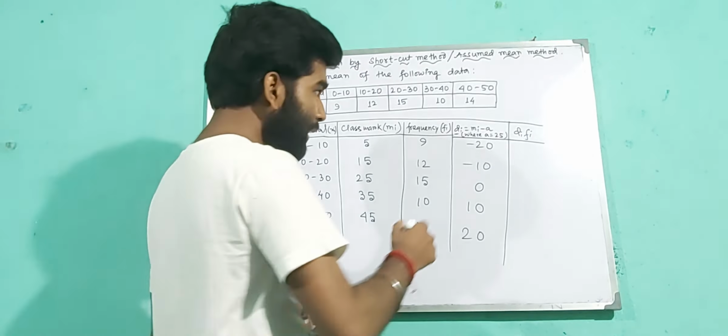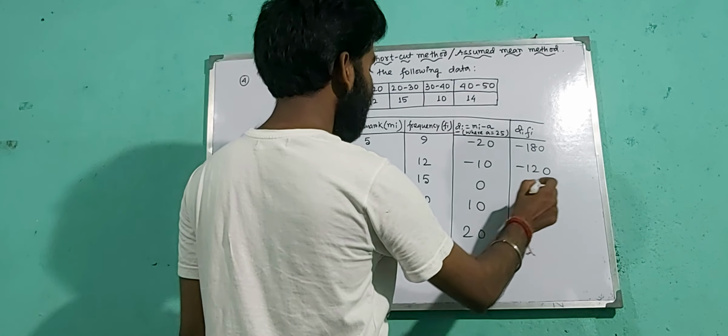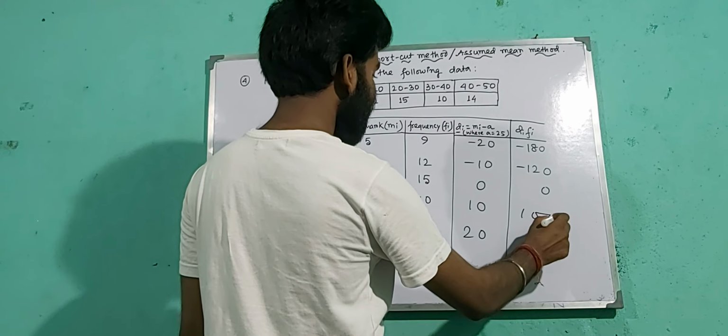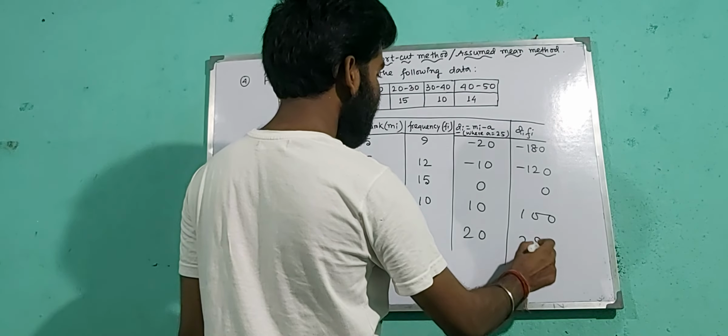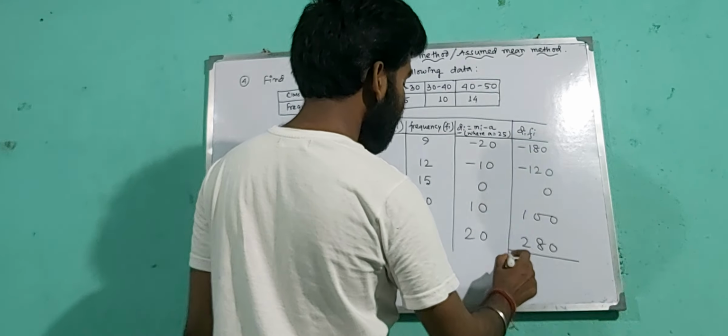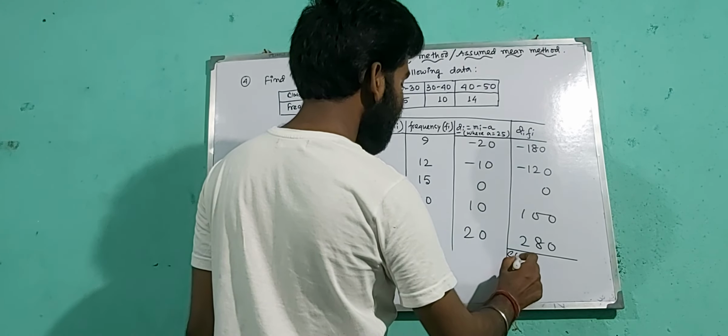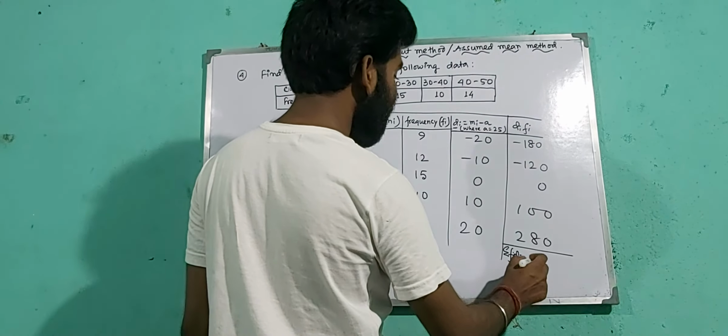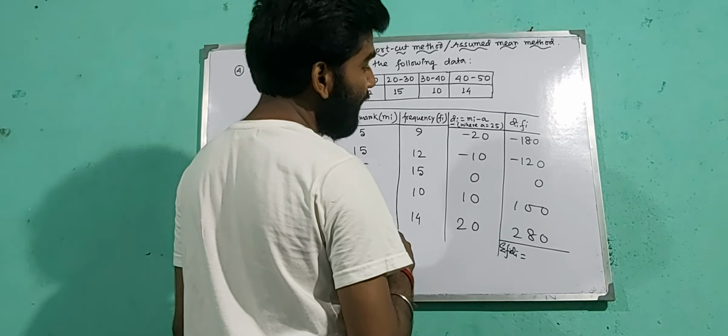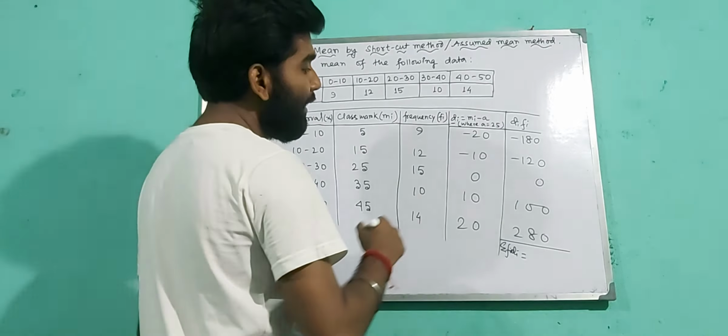Now see, just multiply: minus 20 into 9, minus 180. 12 into minus 10, minus 120. 0 this will be. 10 into 10, 100, and 14 twos are 28, that means 280. Now you just count it down, sum of fi di. 280 and 100, 380, and here it is 200, 300, that means 80. 380 and minus 300, it will be 80 only, it's positive, no problem.